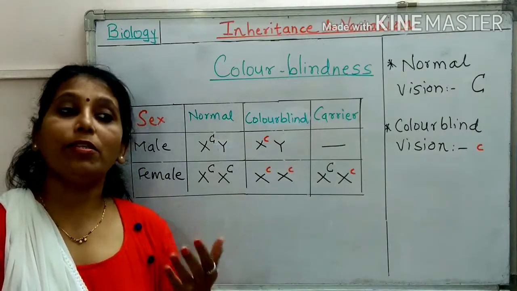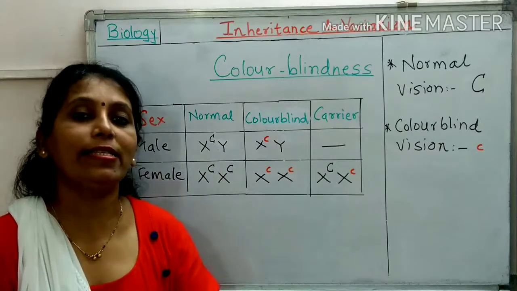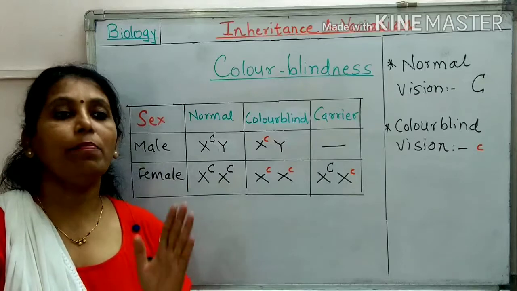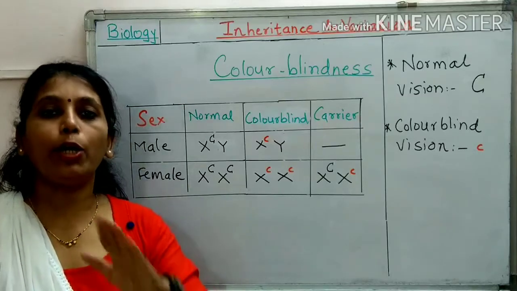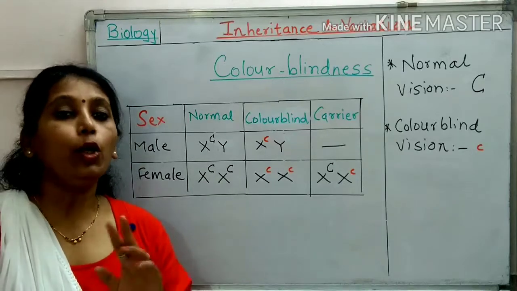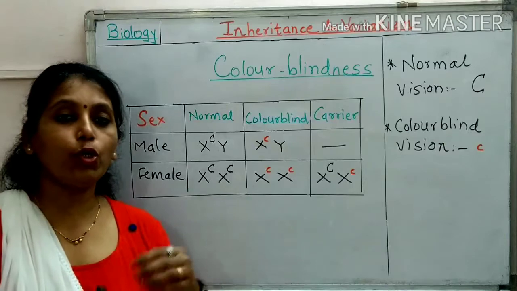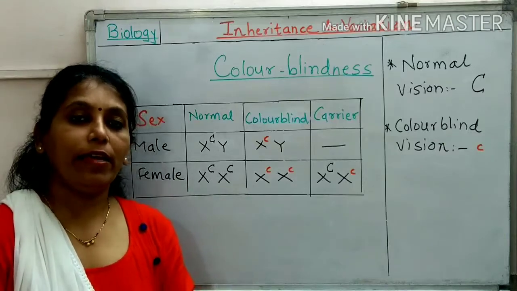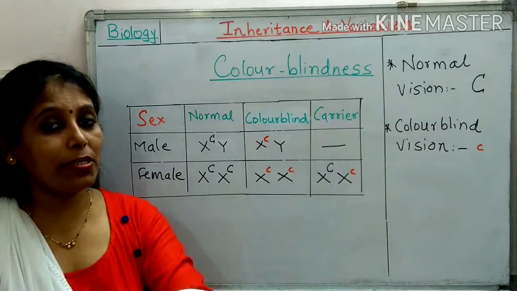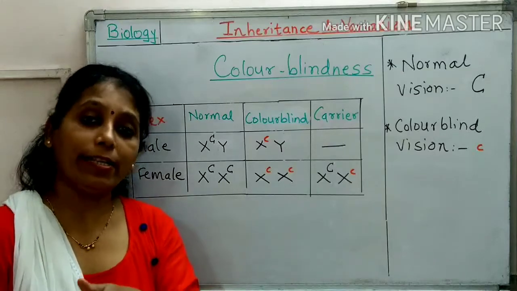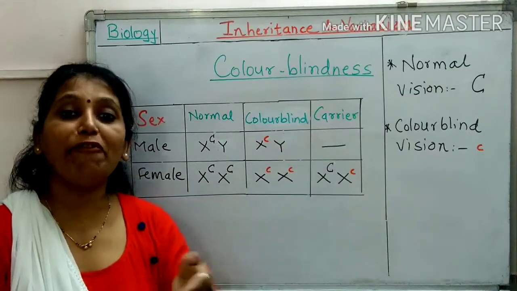The person who is having normal vision doesn't have any problem recognizing the colors. But the person who suffers from color blindness will not be able to identify two colors, that is red color and the green color. If you show red color to that person, he will tell it is grey color. If you show green color to that person, again he will tell it is also grey color. So both the colors appear grey for him.